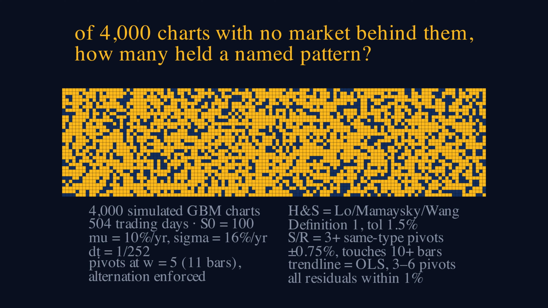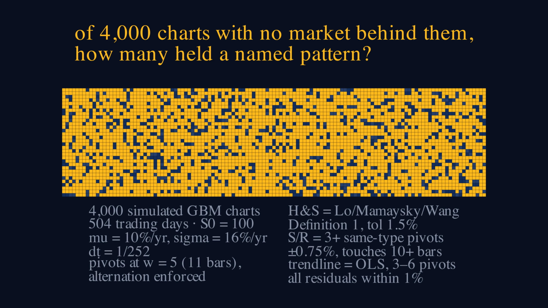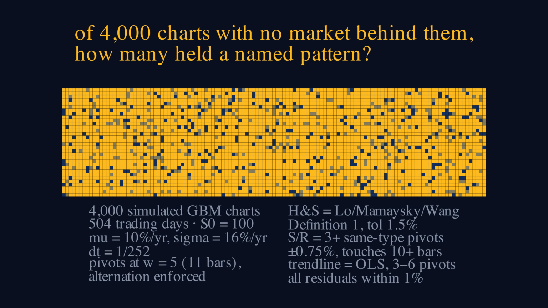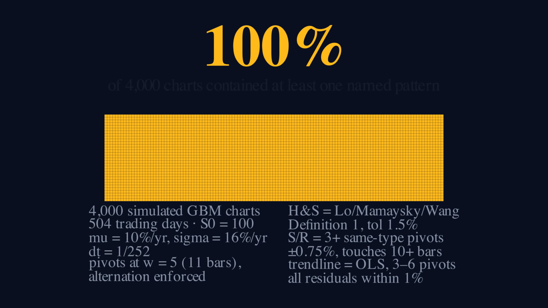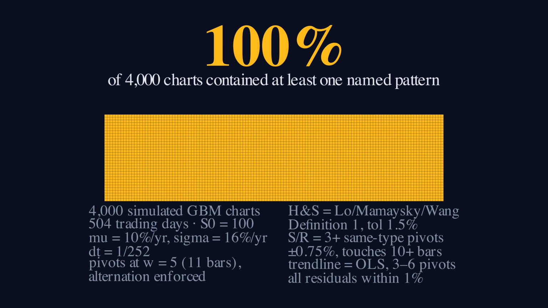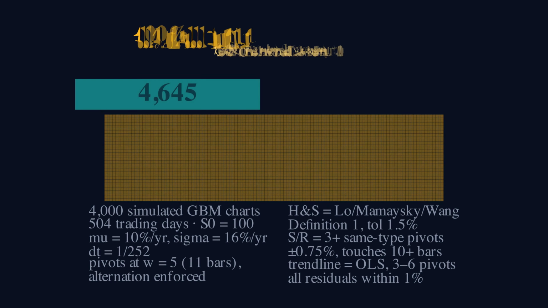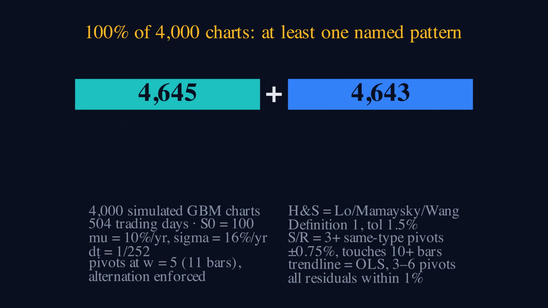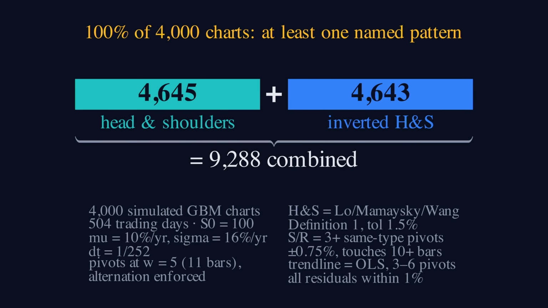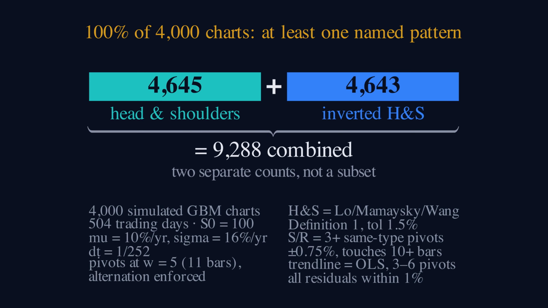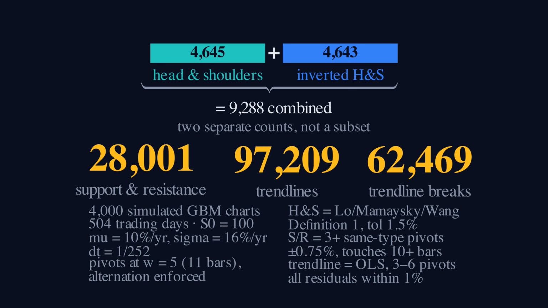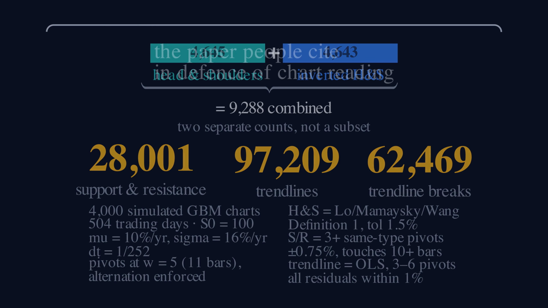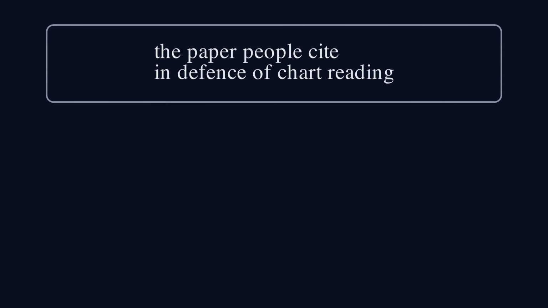Before the numbers, a guess. Of 4,000 charts with no market behind them, how many held a named pattern? All 4,000 of them. 100% contained at least one named pattern. 4,645 head and shoulders, and another 4,643 upside down. 28,001 support and resistance levels. 97,209 trend lines, which brings us to the paper people reach for when they want to defend chart patterns.